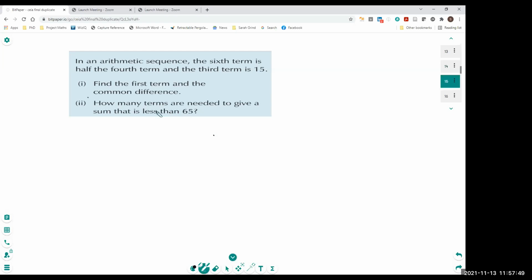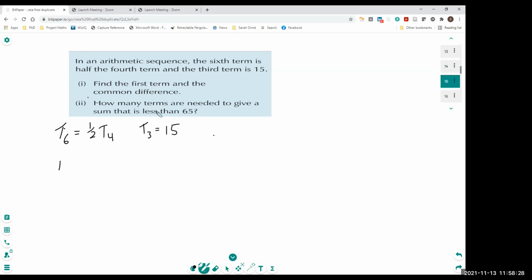So in an arithmetic sequence, I'm just going back to pick a general exam question here. In an arithmetic sequence, the sixth term is half the fourth term, and the third term is 15. Find the first term and the common difference. So it's a bit of a recap. The sixth term, they've told us, T6 is equal to half the fourth term, T4, and T3 is equal to 15.